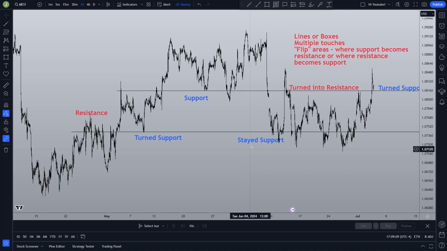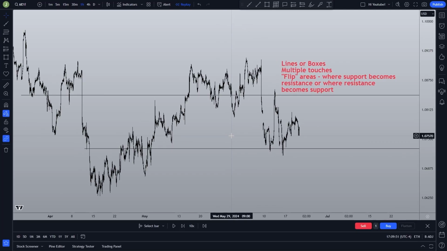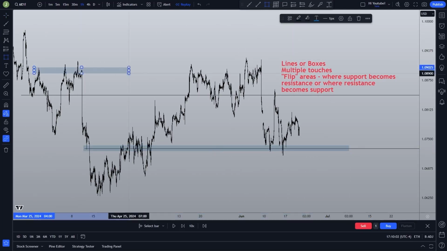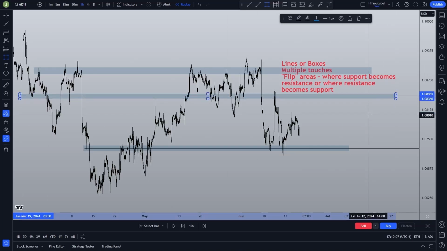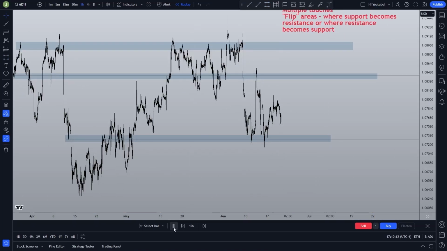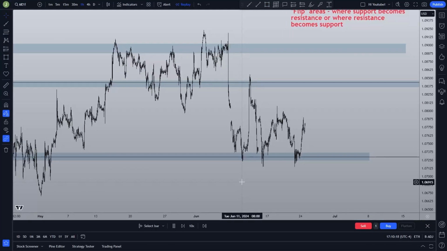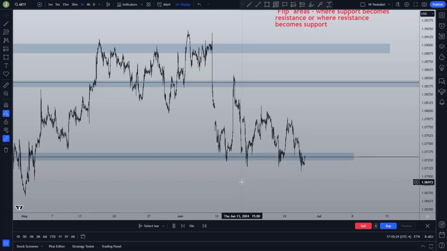Look for levels where price has repeatedly reversed in the past. Good support and resistance levels have multiple touches. Keep an eye out for support that has turned into resistance or resistance that has turned into support. These levels in particular tend to cause reactions. The levels can be drawn using horizontal lines or boxes if you prefer to view these areas as zones. However you decide to draw it on your chart, remember to try and capture as many touches as possible.